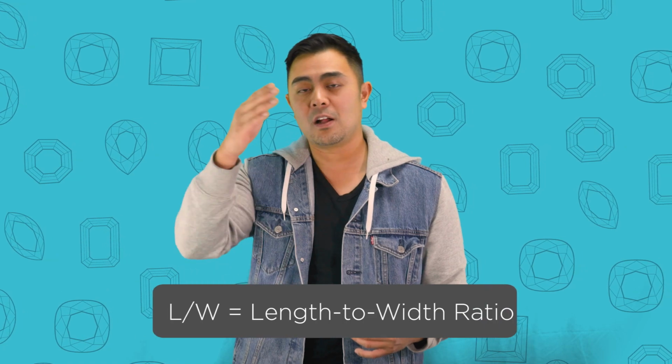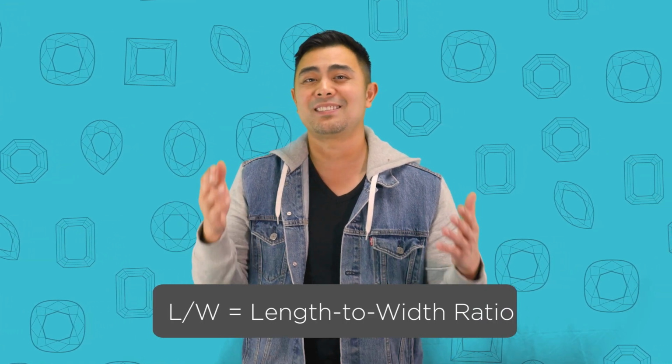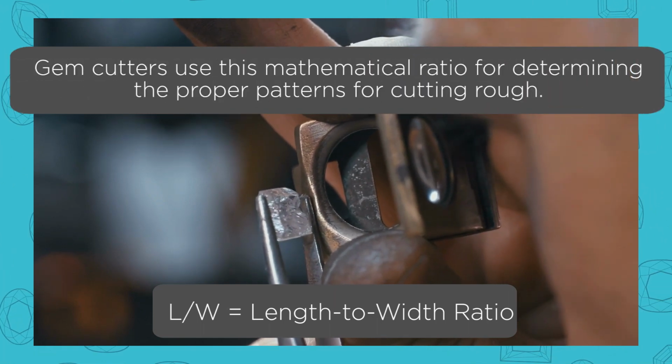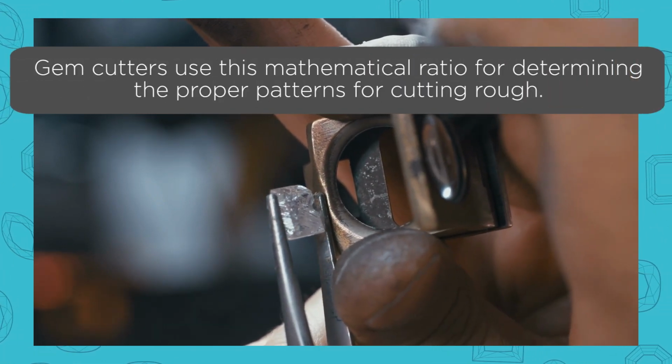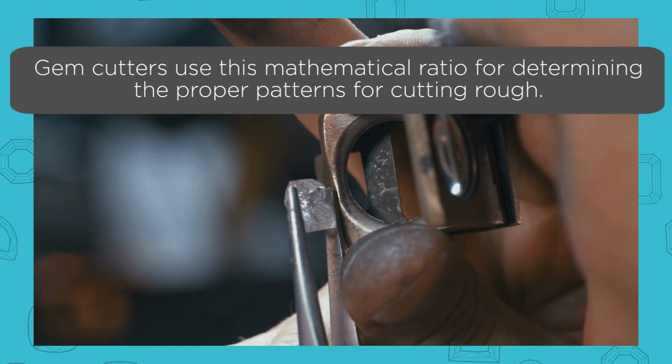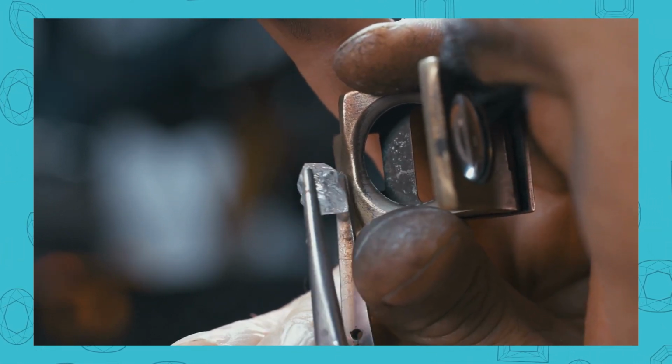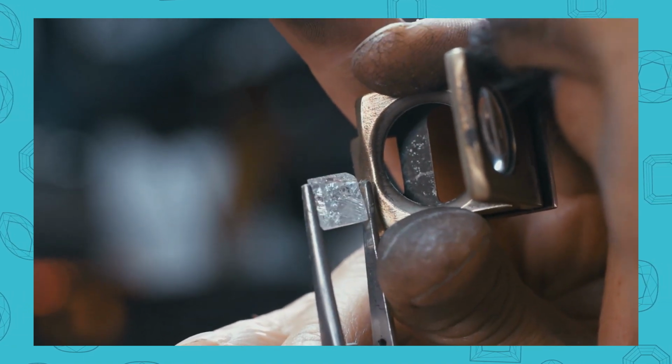Okay, so when you're shopping for a gemstone and you see L/W or L over W, all that basically means is the length to width ratio. All you have to do is take the length and width and divide them by each other to get the actual ratio. Gem cutters use this mathematical ratio for determining the proper patterns for cutting specific rough and to maximize that specific gemstone's appearance.